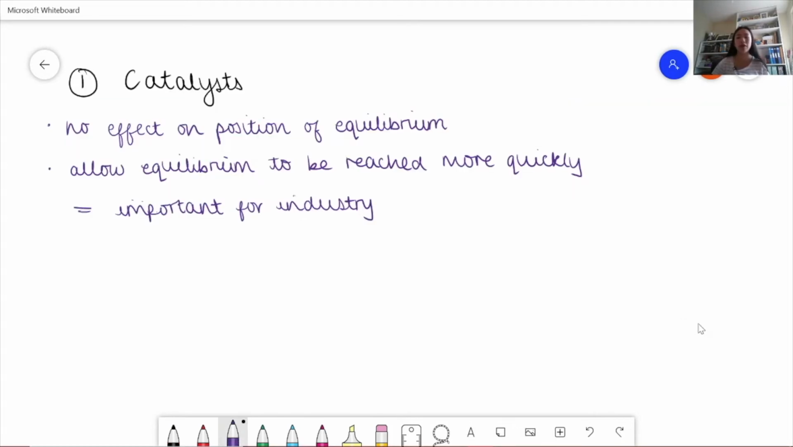So the first thing we can alter about a reaction is if we use catalysts or not. And actually, catalysts have no effect on the position of equilibrium because all they do is provide an alternative route with a lower activation energy for the reaction to happen. So it actually allows the equilibrium to be reached more quickly. And because of this, it's very important for industry because it saves them money because the equilibrium is reached more quickly, and so they get their products more quickly. So basically, the catalysts speed up the reaction of both forward and back, so it just cancels out, so it has no overall effect on the position of the equilibrium.